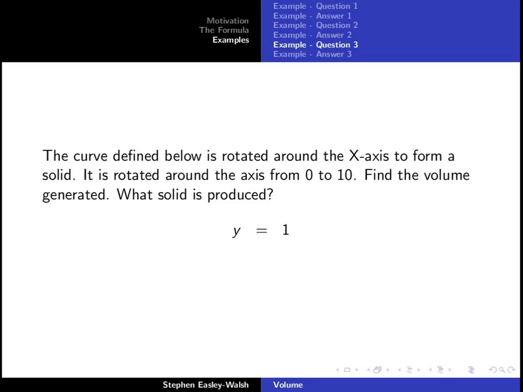Here's one I'd like you to try. What is the volume generated when the curve y equals 1 is rotated around the axis from 0 to 10? What shape is produced? Pause and resume when you're ready to see the answer.